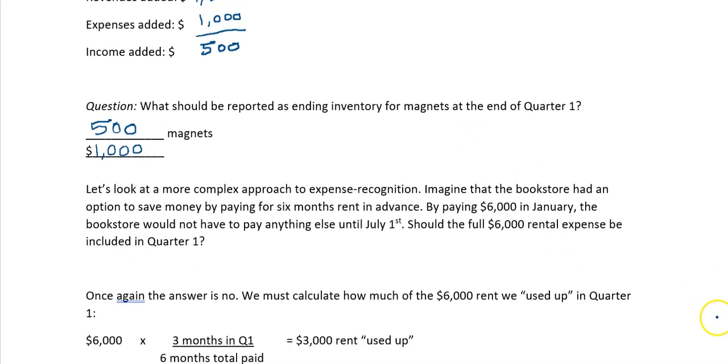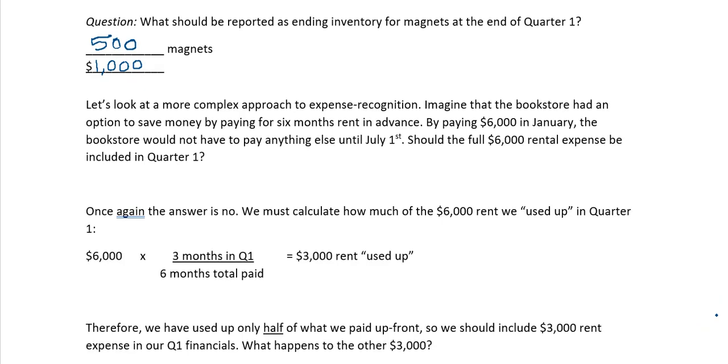Let's move on to a more complex approach to expense recognition. Imagine that the bookstore has an option to save money by paying for 6 months' rent in advance. By paying $6,000 in January, the bookstore would not have to pay anything else until July 1st. Should the full $6,000 rental expense be included in quarter one? Once again, the answer is no.